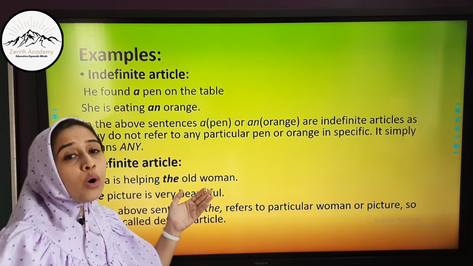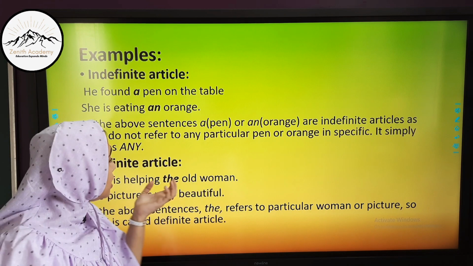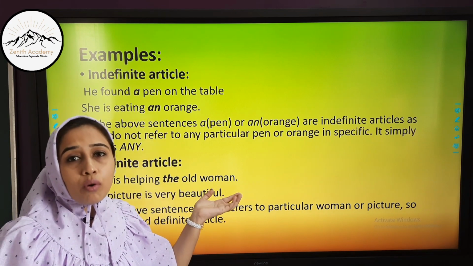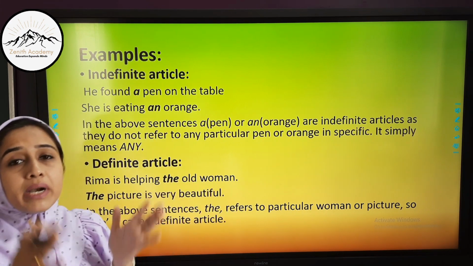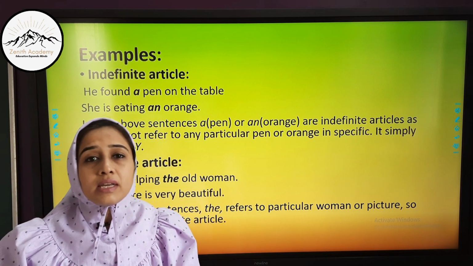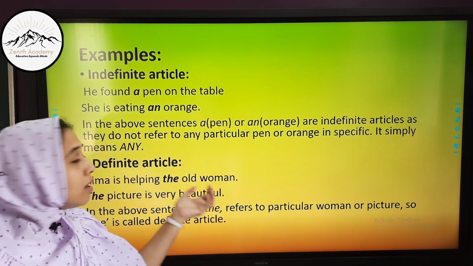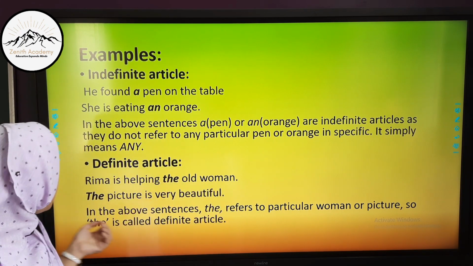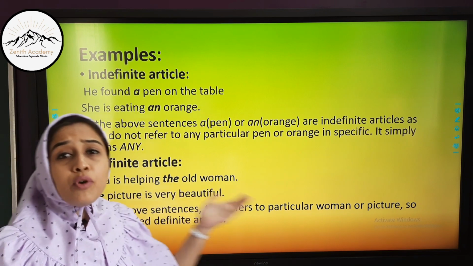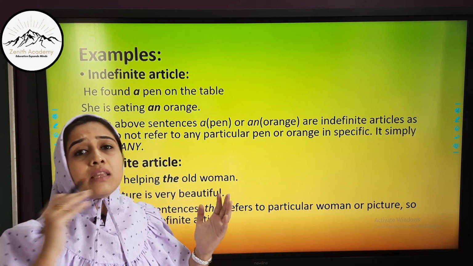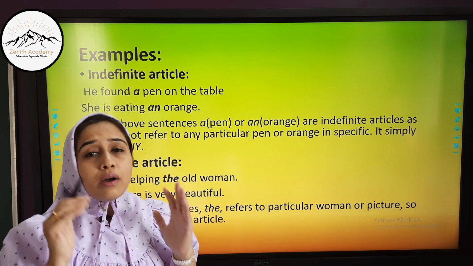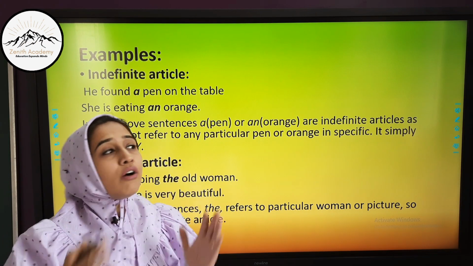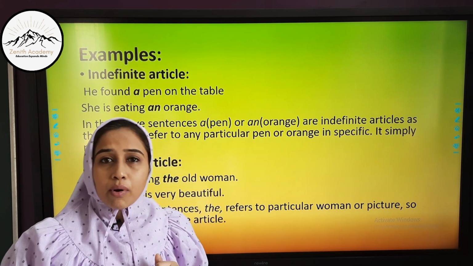Rima is helping the old woman. Now here the is used before old woman. So here we particularly come to know about one single woman whom Rima is helping. The picture is very beautiful. Now when I say the picture is very beautiful, you get an idea of which particular picture I am talking about.